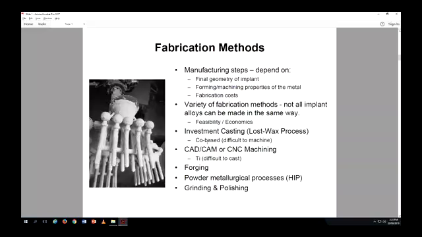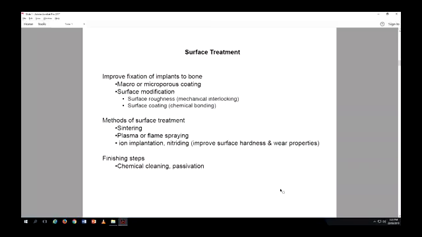Some methods are investment casting, CAD/CAM, computer-aided design, forging, powder metallurgical methods, and grinding and polishing. These are some of the fabrication methods that are available out there. Based on the type of the metal, you can choose which one is better. And obviously, each of them is going to give you different material properties that we'll talk about today.